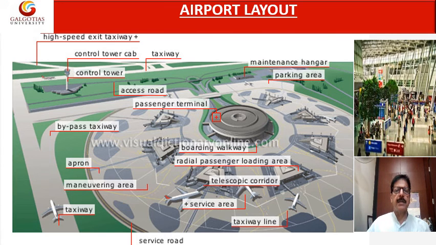Then this is a typical airport layout, which everybody should know. You can focus on the areas: airside, apron, maneuvering area, taxiway, service area, and many other places. Then we have the passenger terminal, and this is the land side, which connects to the area where people can come and go. Taxiway is there, and maintenance hangar and parking area. All those areas are there, which are important for maintenance of aircraft as well as ensuring the airworthiness of the aircraft.